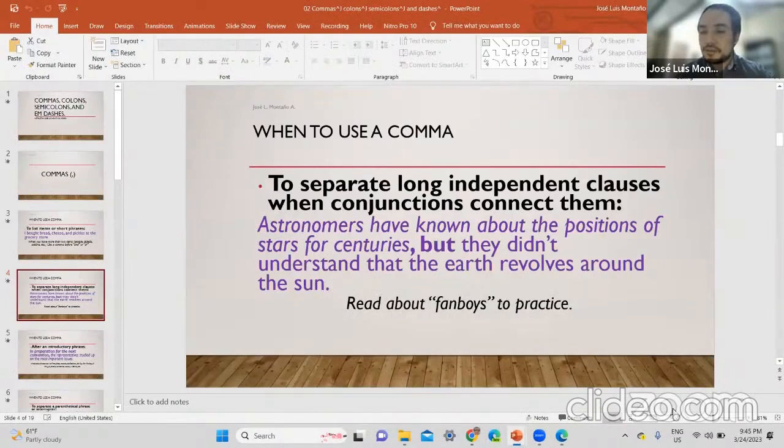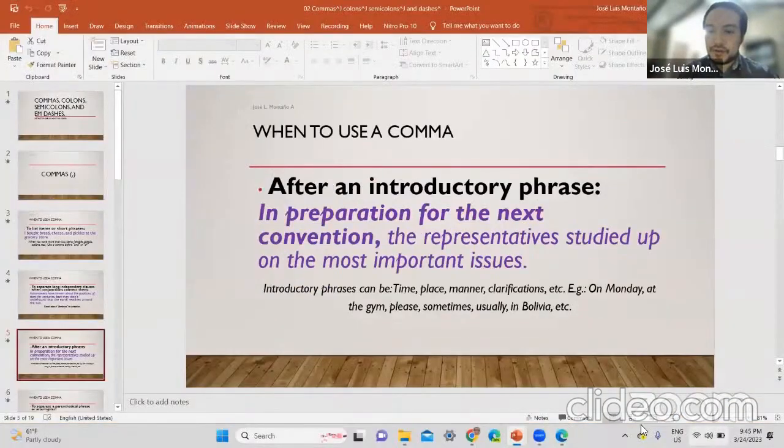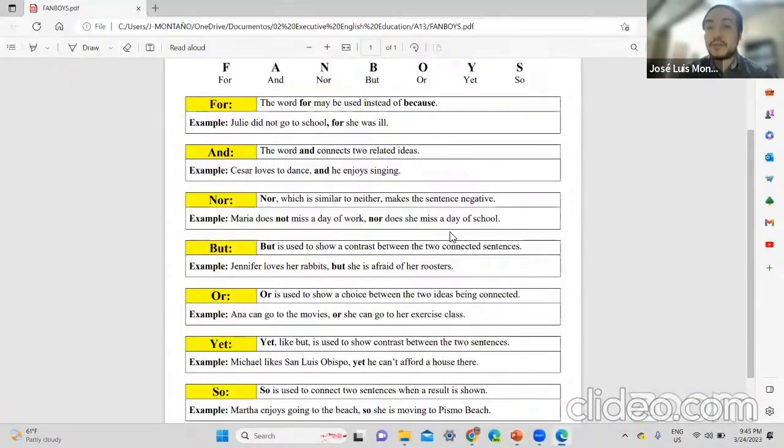Let's read this usage, please, for the comma. Okay, so to separate long independent clauses when the conjunctions connect them. Astronomers have known about the position of stars for centuries, but they didn't understand that the Earth revolves around the sun. Good. And we already read about the fanboy, so I would like to practice this first. Knowing how we have to use this comma and having this list over here, I'm going to leave it there for you. Let's go to the document, please, and pick four.